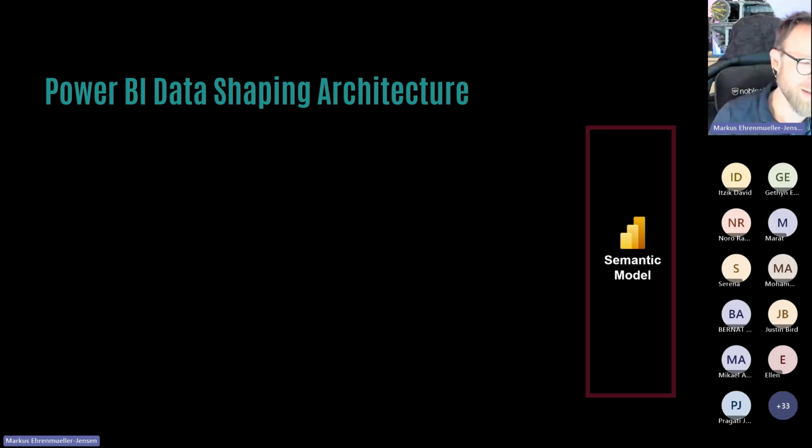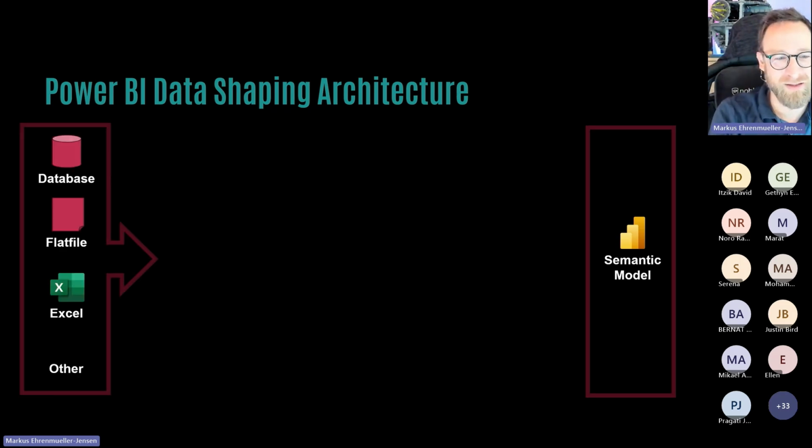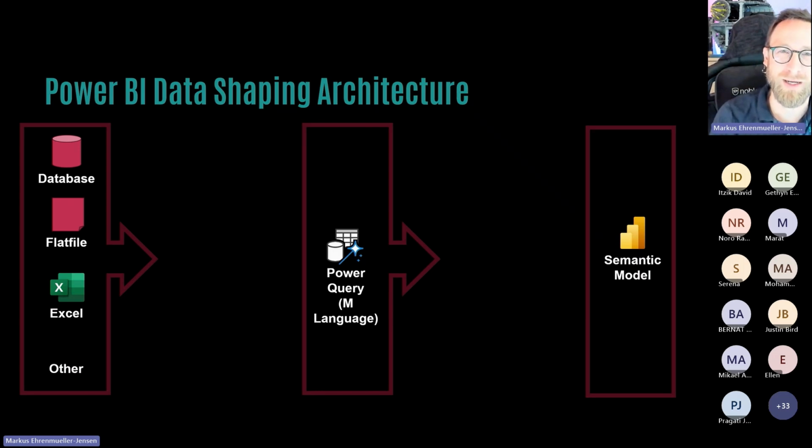So in Power BI, we have the semantic model, right? Previously called dataset, and then we have data sources. And the question is, how do I get it there, right? And the only way is through Power Query. There's no other way. Power Query is always in between your data source and your semantic model. So when it comes to transforming the data, Power Query can be a good choice.